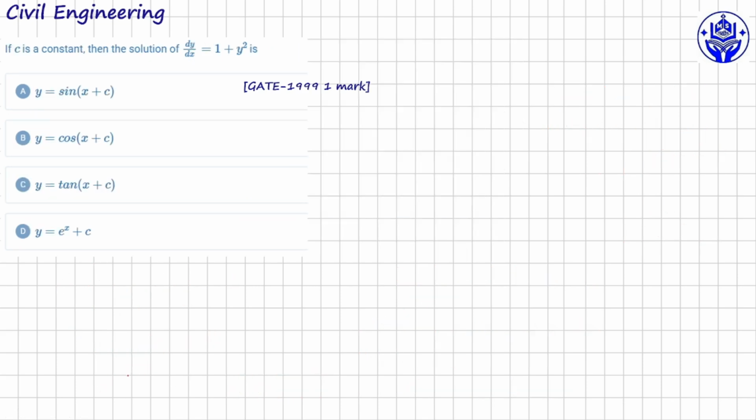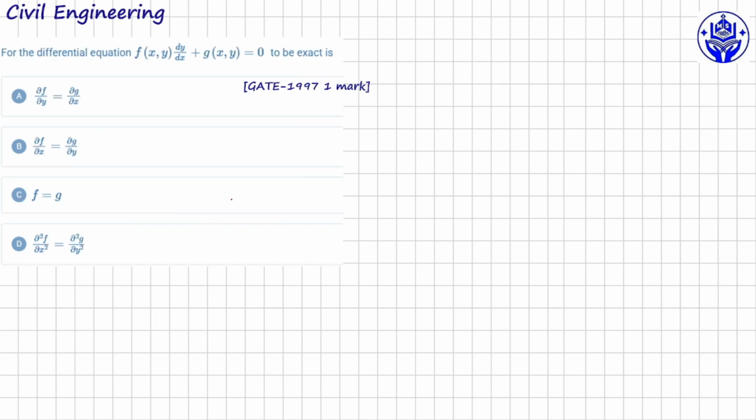Okay, next question. It is nothing but variable separation. Then dy upon 1 plus y square is equal to d of x. I'm going to integrate, then this will be of course tan inverse of y equals x plus c. Then y is nothing but tan x plus c. So c is the correct answer.